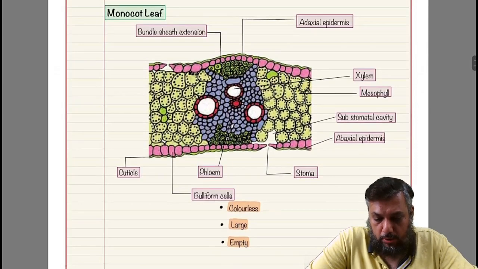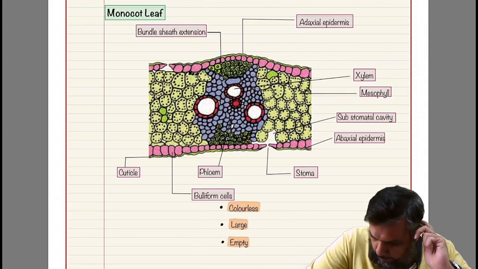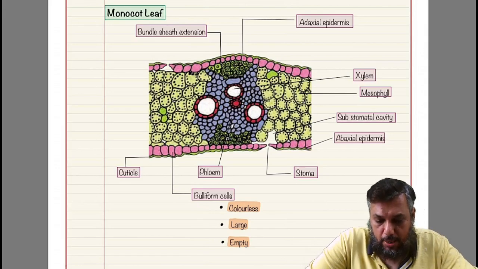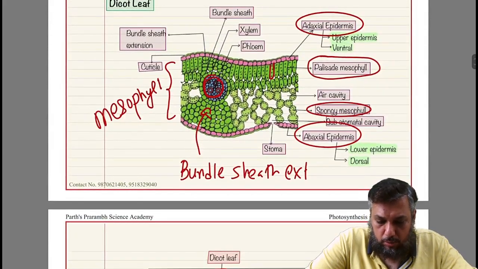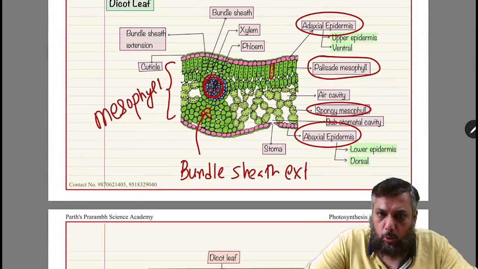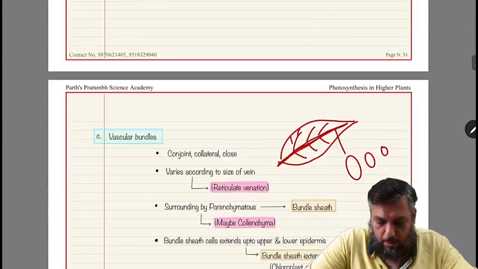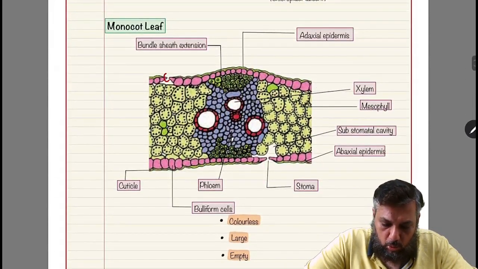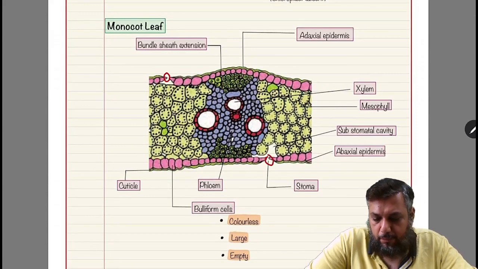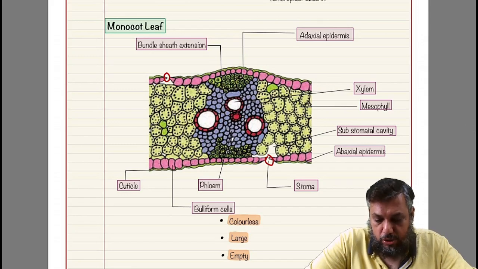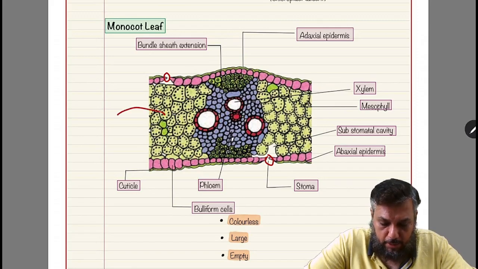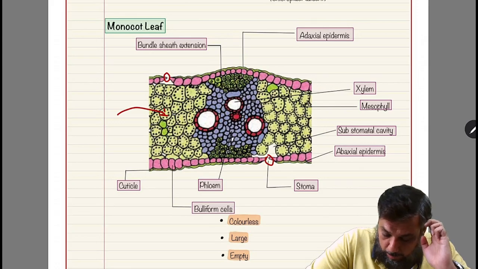Compare it with a monocot leaf, students. In a monocot leaf, the upper epidermis and lower epidermis are the same, but one striking feature you will see on comparison is that in a dicot, stomata are found on the lower epidermis, not on the upper epidermis. So it's a hypostomatic leaf. Whereas in a monocot you will find stomata on both the surfaces. So it's an amphistomatic leaf. And the mesophyll is undifferentiated.